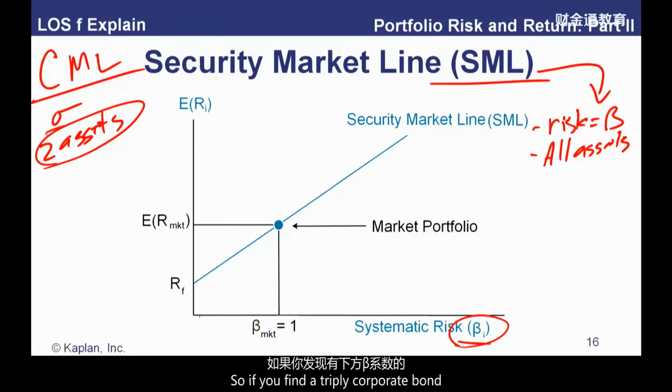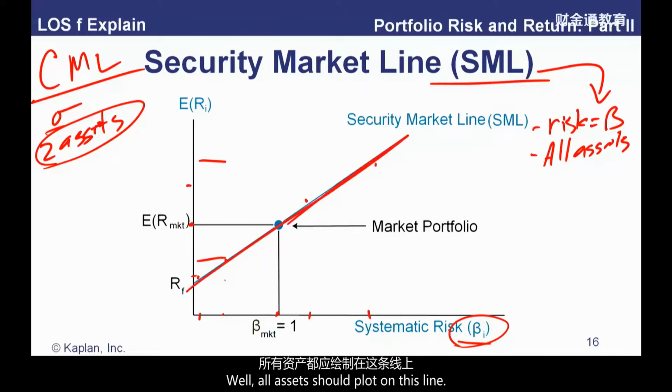So if you find a AAA corporate bond, it has a beta down here, right? It should have a return a little above the risk-free rate. If you look at a utility firm, it should have a risk here. If you look at a firm that's like the market, maybe that's Procter & Gamble. Okay, if you look up here, this is Microsoft, and over here is Apple. Well, all assets should plot on this line.